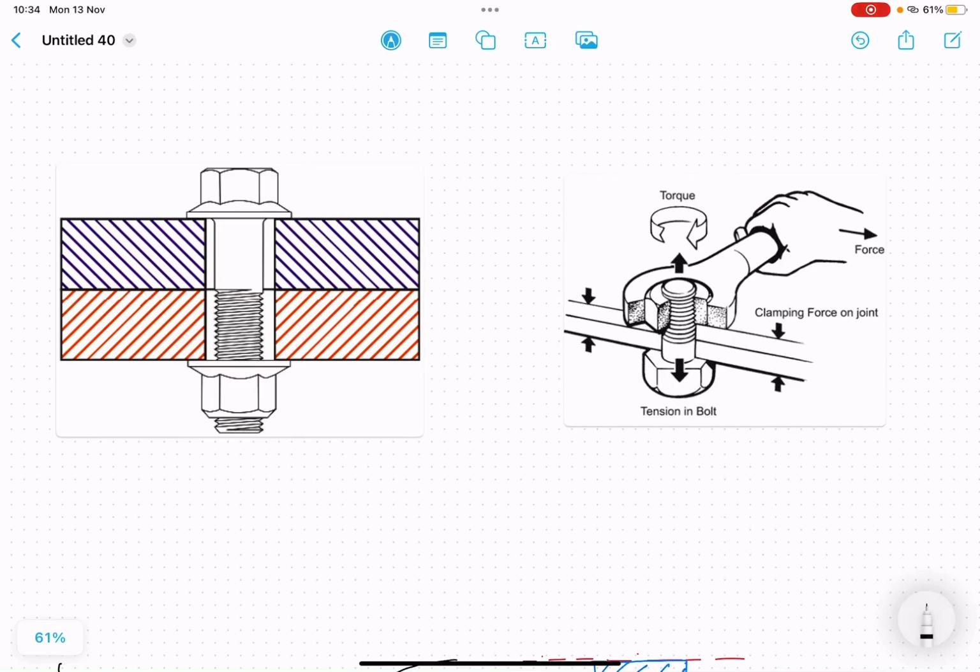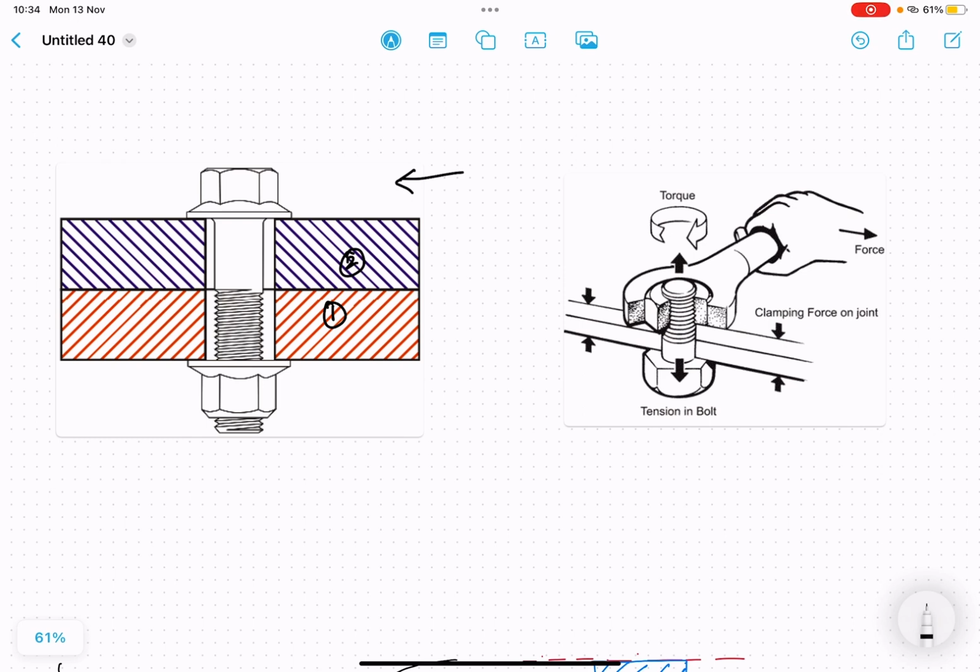Hello friends, in today's lecture we will discuss how to calculate bolt tightening torque. Basically there is a bolted connection here, and this bolted connection consists of plate 1 and plate 2, and there is a bolt inserted. It is a bolted joint.